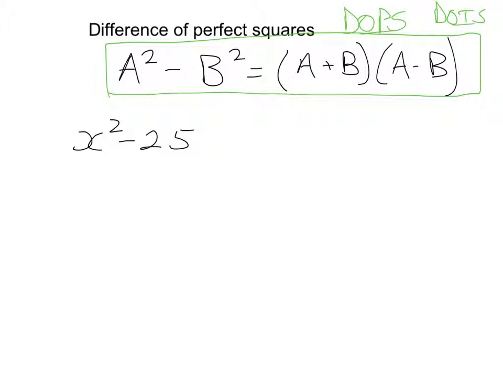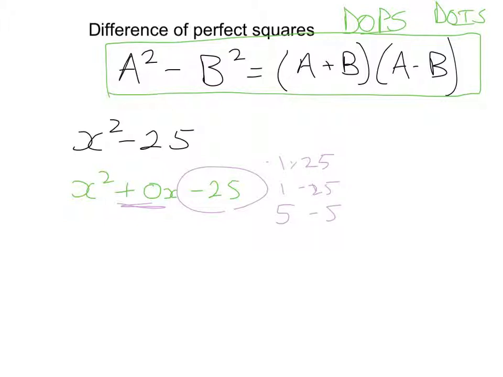If we were to look at this example here, we could consider it as being x squared plus 0x minus 25. And then what we would need to do is have a look at what factors of minus 25 add up to 0. So factors of negative 25 could be 1 and 25, or negative 1 and 25, or we could have 1 and negative 25, or we could have 5 and negative 5. These are all factors multiplied together which equal negative 25, and the ones that add up to 0 is going to be that one there. So we would end up with two brackets being x plus 5 and x take away 5.